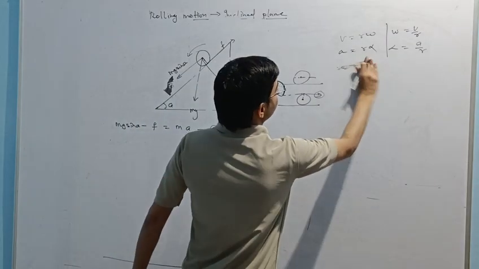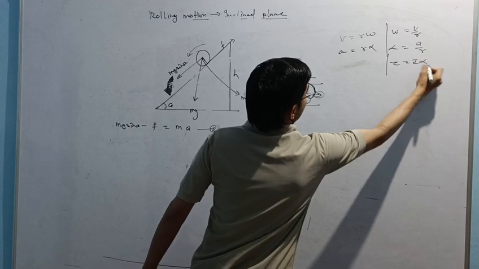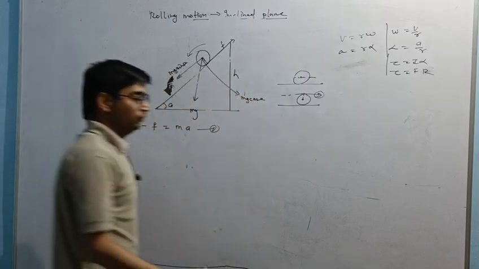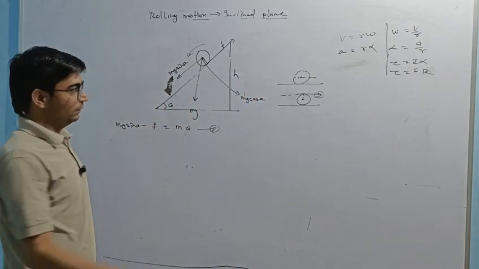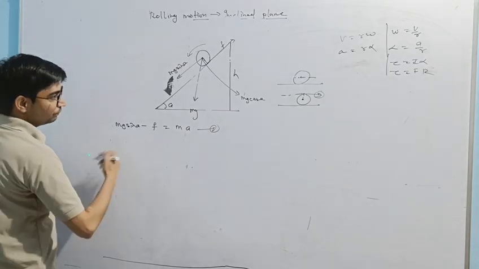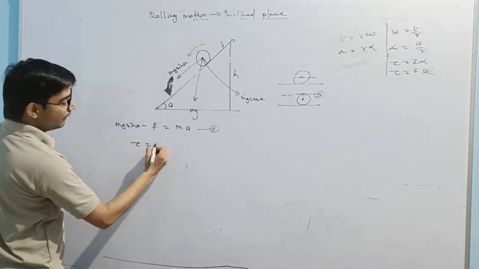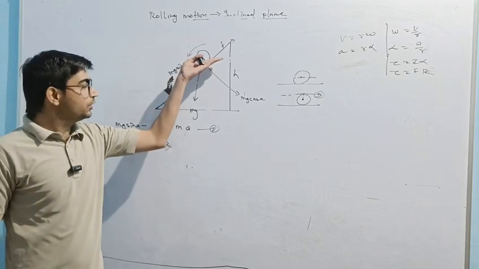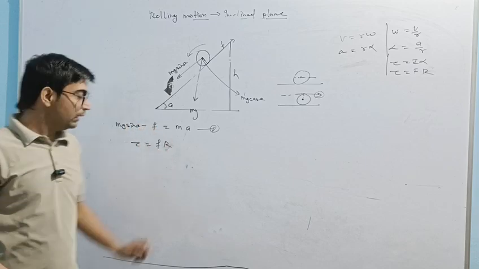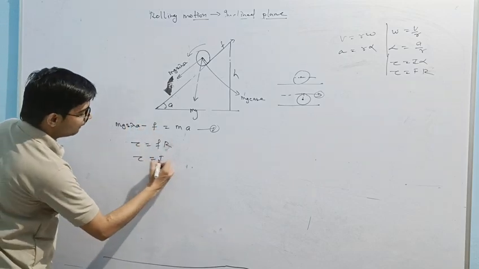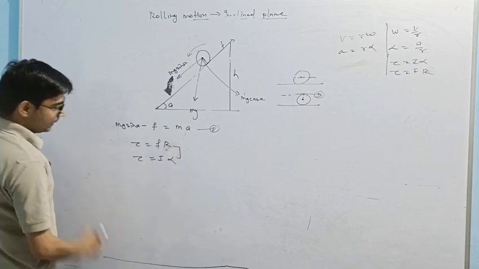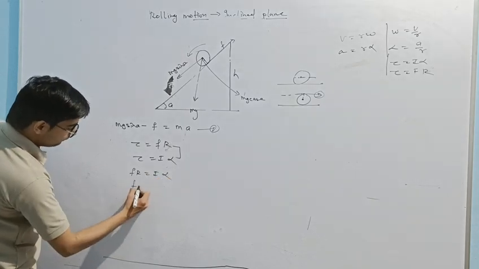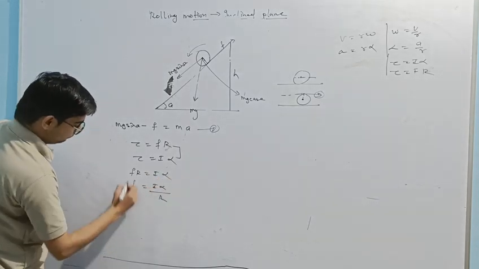Torque is equal to I alpha, and torque is also equal to F cross R, or multiplication F dot R. No issue. Not vector sign here, so I am writing just torque is equal to F into R. Why am I writing this small f? Because this small f is only responsible to make it roll, right? So comparing both these equations, we can say F into R is equal to I into alpha. F is equal to I into alpha upon R.